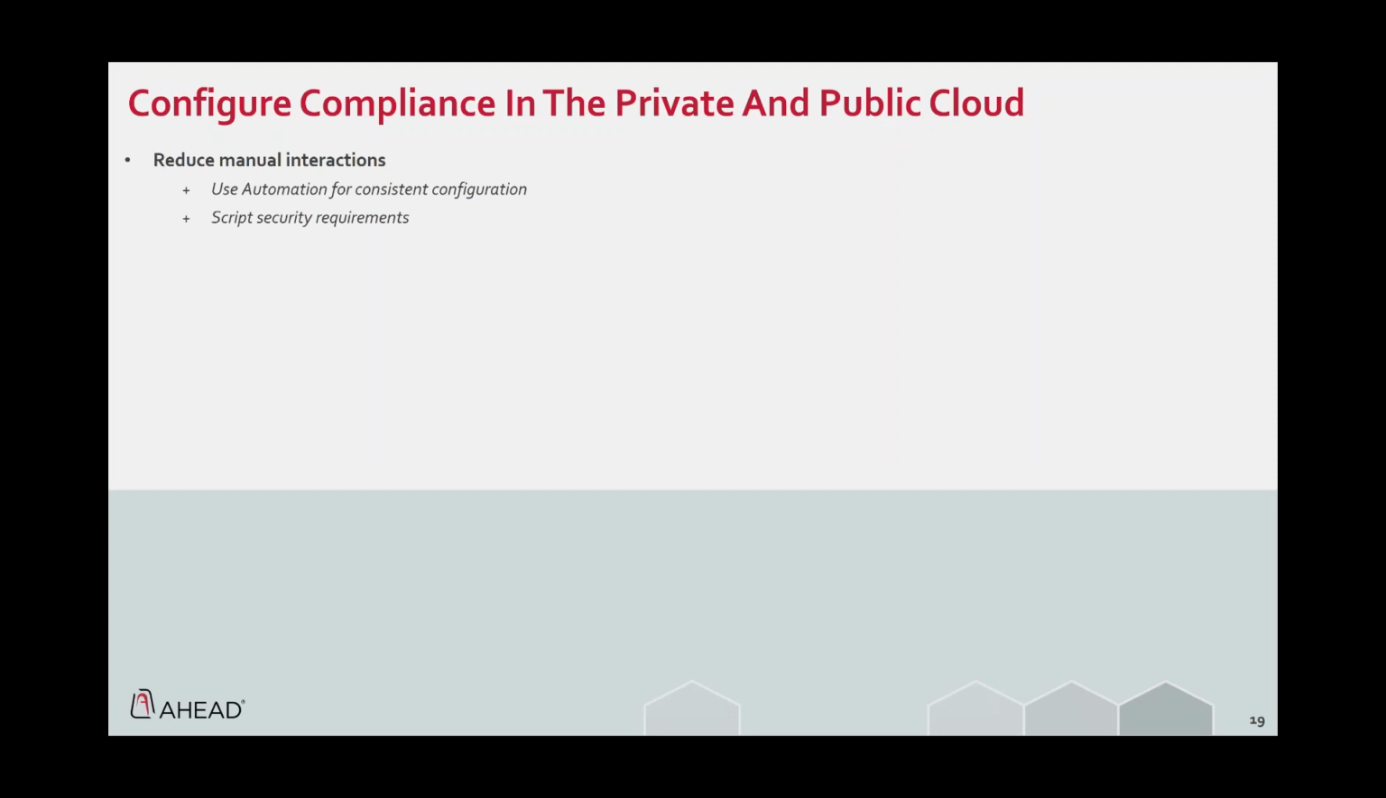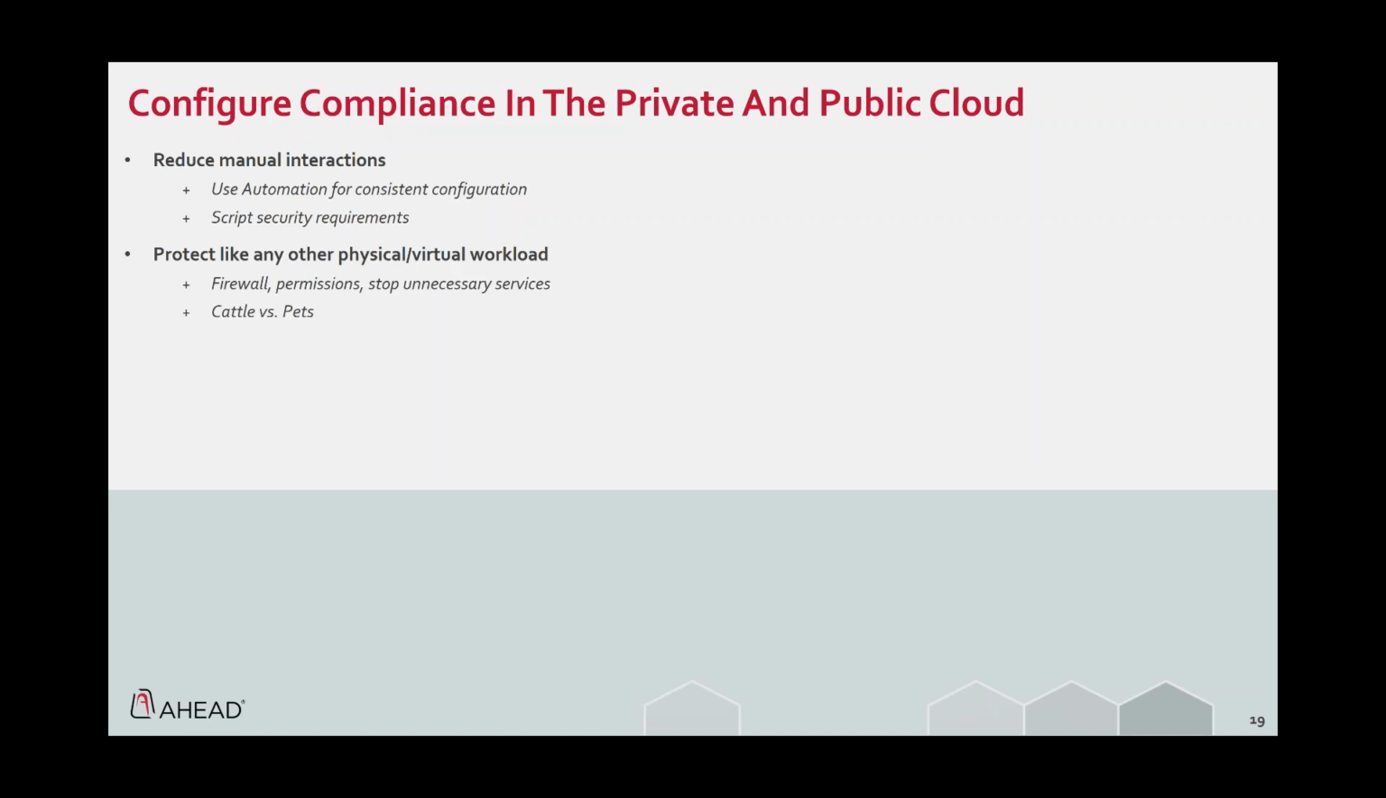So obviously you want to reduce manual interactions if possible. The more human interactions you have, the more likelihood that you're going to have missteps, whether that's a misconfigured security group where you actually left it open to the world or something like that. So if you're using automation to deploy your infrastructure, then use automation to secure your infrastructure as well where possible.